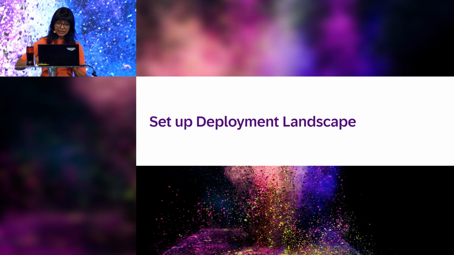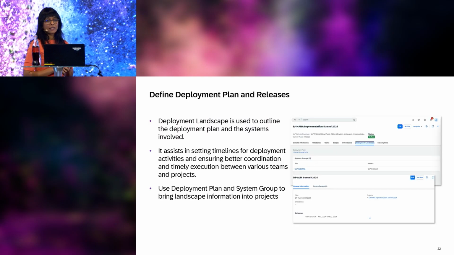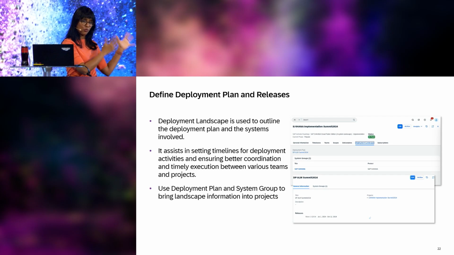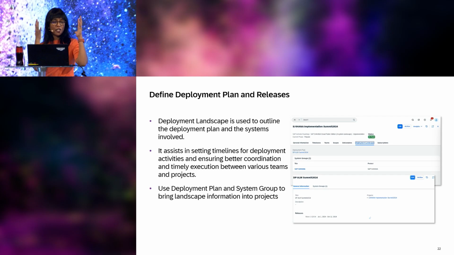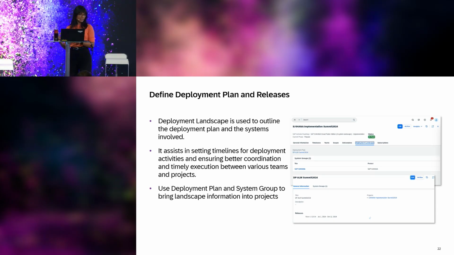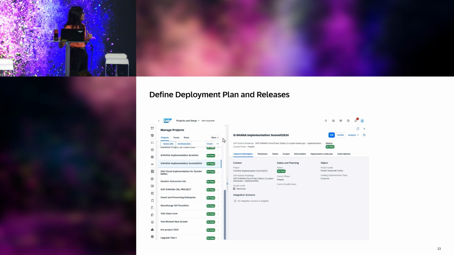Now, the next step in the project setup, once you have defined workstreams, once you have your own set of deliverables, and defined the tags that you want to use in your project, is to bring in the system aspect of what is going to be impacted within that project. And that is done using the deployment plan, and releases.